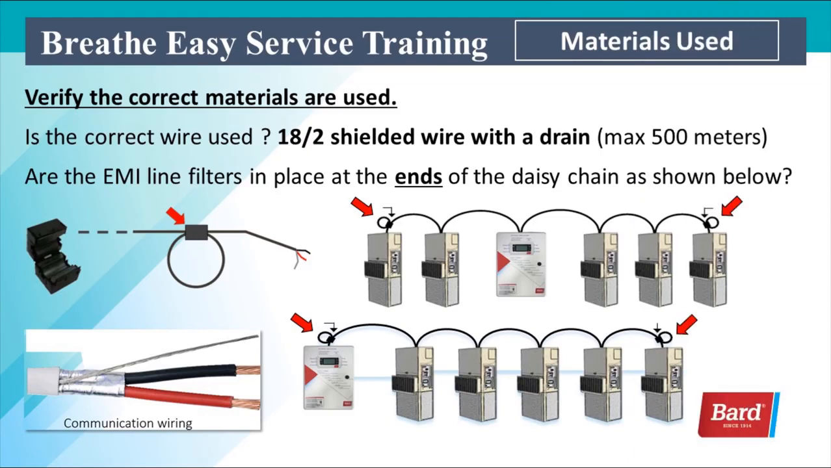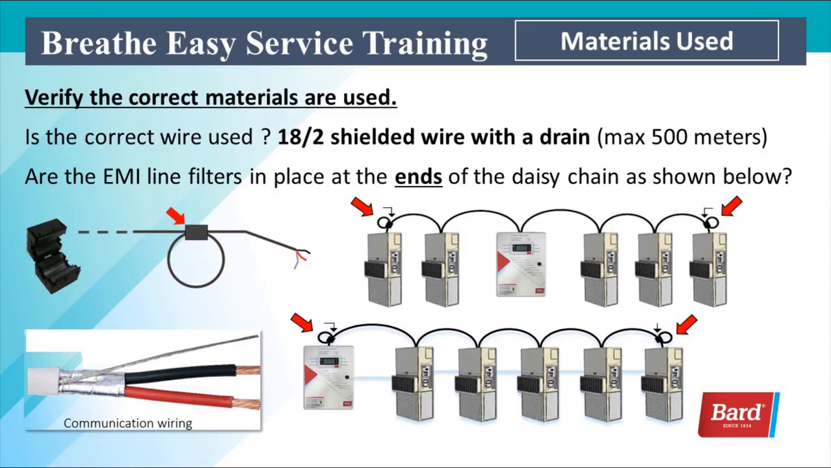Next, let's look at the materials used. We need to verify that the correct material is in place. Did we use 18-2 shielded with a drain? And is it under 500 meters? Are the EMI line filters in place at the ends of the daisy chain as shown below?